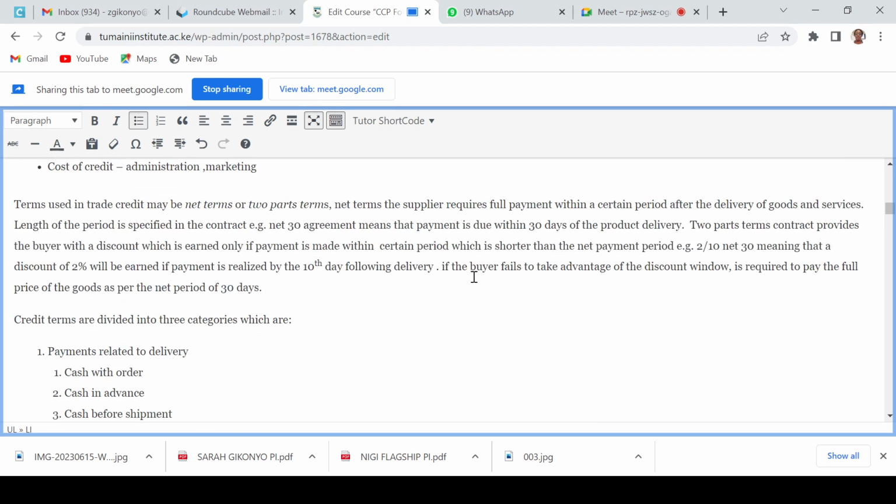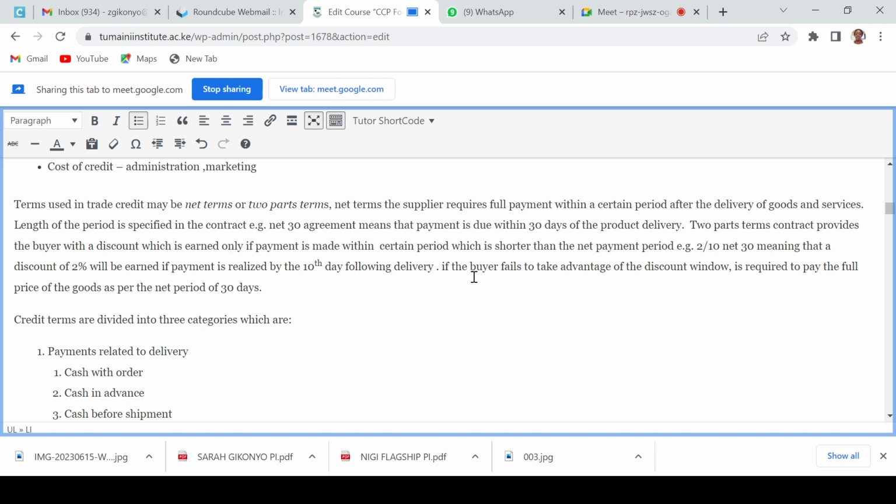So when we are talking about terms, remember the word term means a period. The term, the tenor, like we talked about the loan tenor. Loan tenor is the term of the loan. Now here we are talking about trade credit terms. So when you're talking about trade credit terms, we normally see the common number of days that are normally given by suppliers.